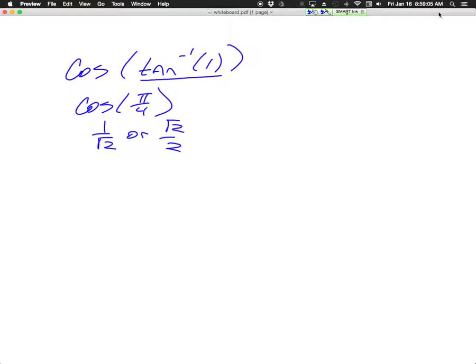Very good. That's exactly how it needs to be done. You do the inside piece first, and then you do the outside of the inside piece. Okay? Inside, you figure out what the inside is. So we figured out what this turned into, and then I just need to evaluate this.